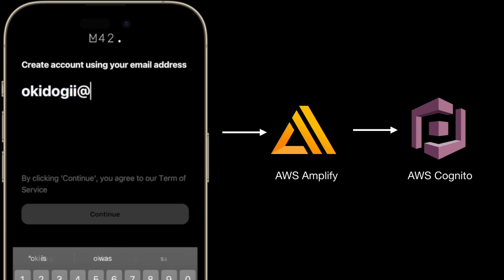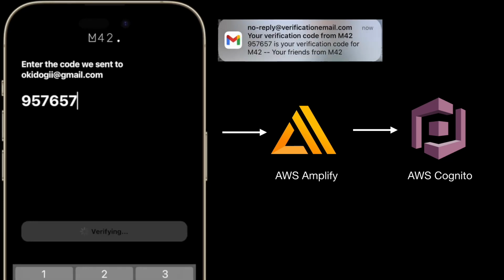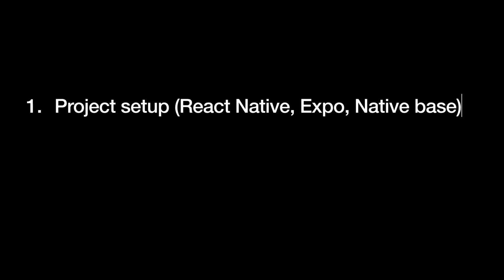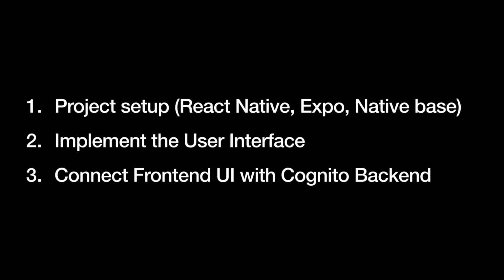Next, we'll set up our authentication UI with React Native and connect the UI with Cognito backend we just set up. This part is going to be split into 3 sections. In the first section, we'll set up the React Native project with Expo and Native Base. In the second section, we'll implement the user interface in our React Native project. In the third section, we'll connect our front-end UI with Cognito authentication backend by leveraging Amplify client library.